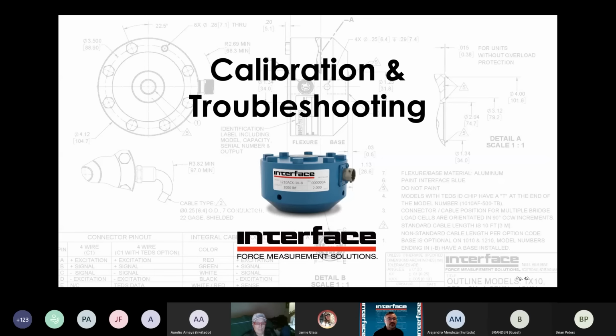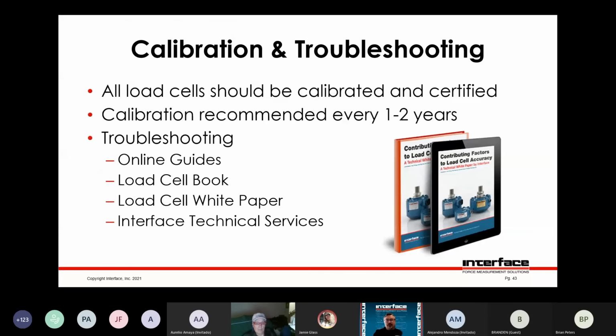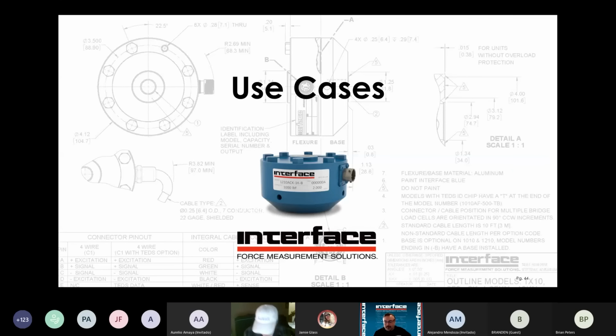Calibration and troubleshooting. I'm not going to go into great detail there. Application engineers can definitely help with troubleshooting. We do know that load cells need to be calibrated. They're all calibrated as they're manufactured. They should be recalibrated either by sending them back or calibrating, say, in situ if you can apply known weights or some other method. We do have some troubleshooting guides, books and white papers available. Like I said, our technical services department is standing by for any questions on troubleshooting.